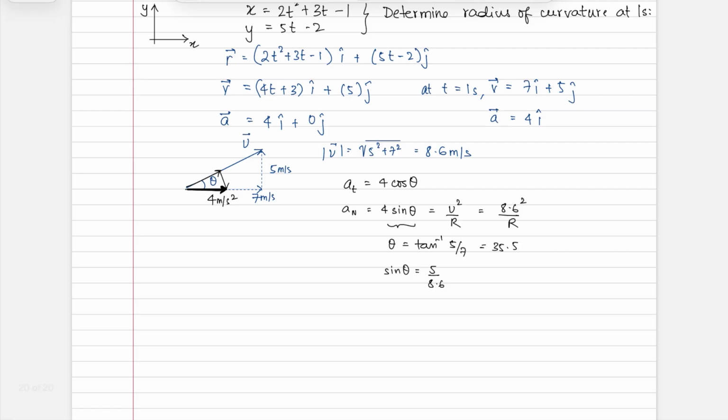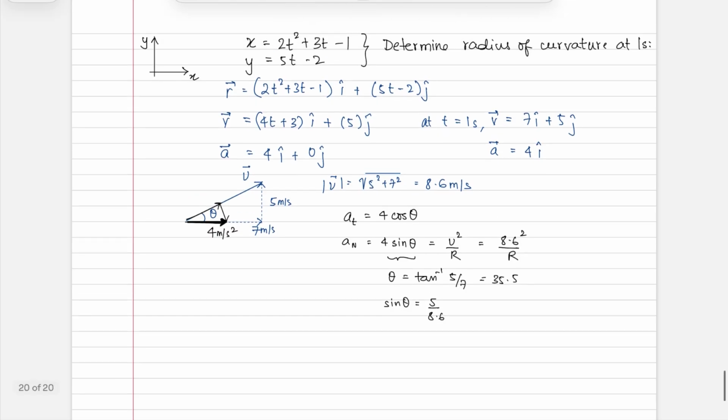So I'm writing it in rough as I'm solving this problem in real time, but this is how you'd approach it. You always want to write down what you know, and then what you do not know, and then you try to reduce how many other things you don't know. So in this case, we now have that 4 times 5 over 8.6 is equal to 8.6 square over r, giving you, if you were to now solve this, r is equal to 32 meters.